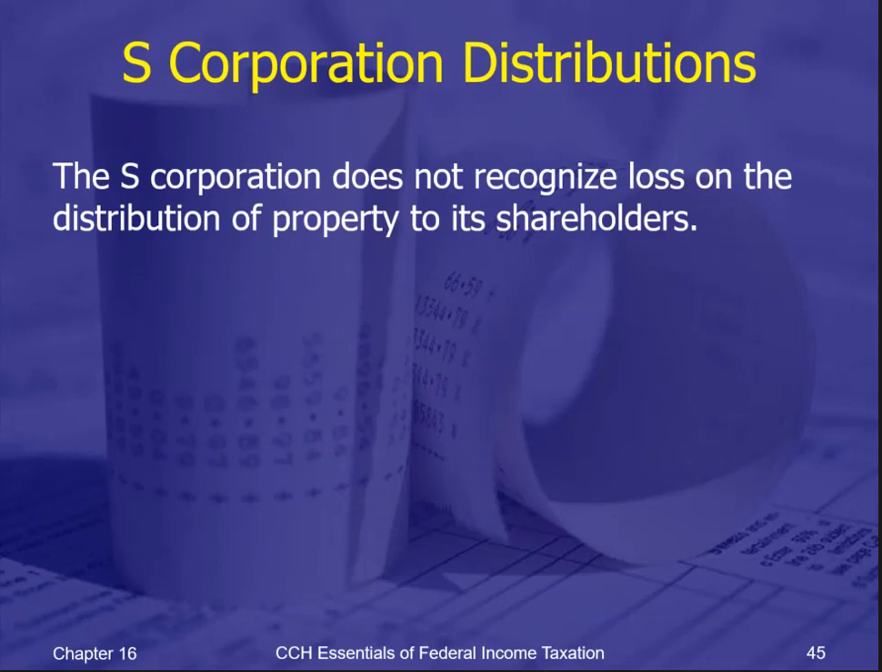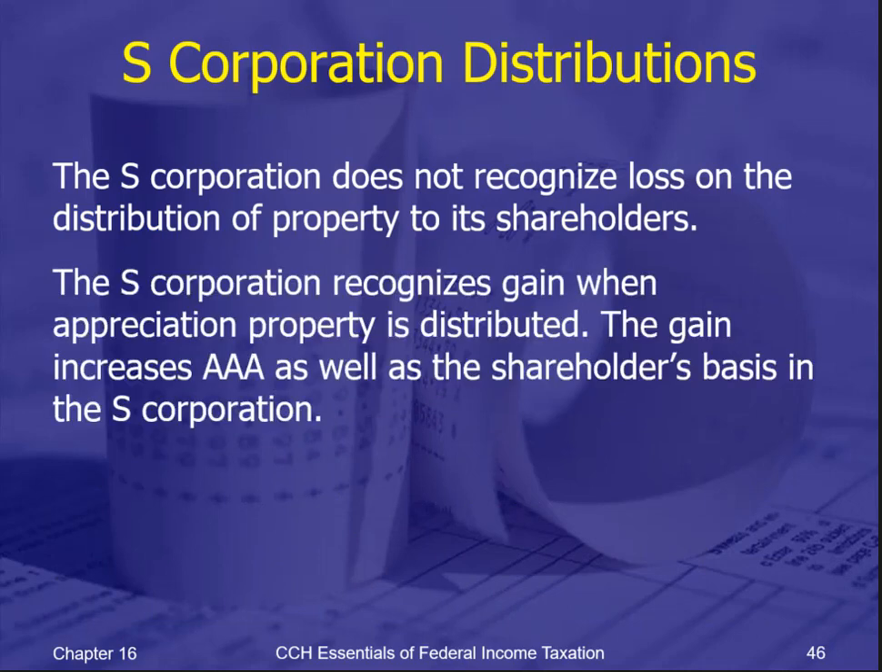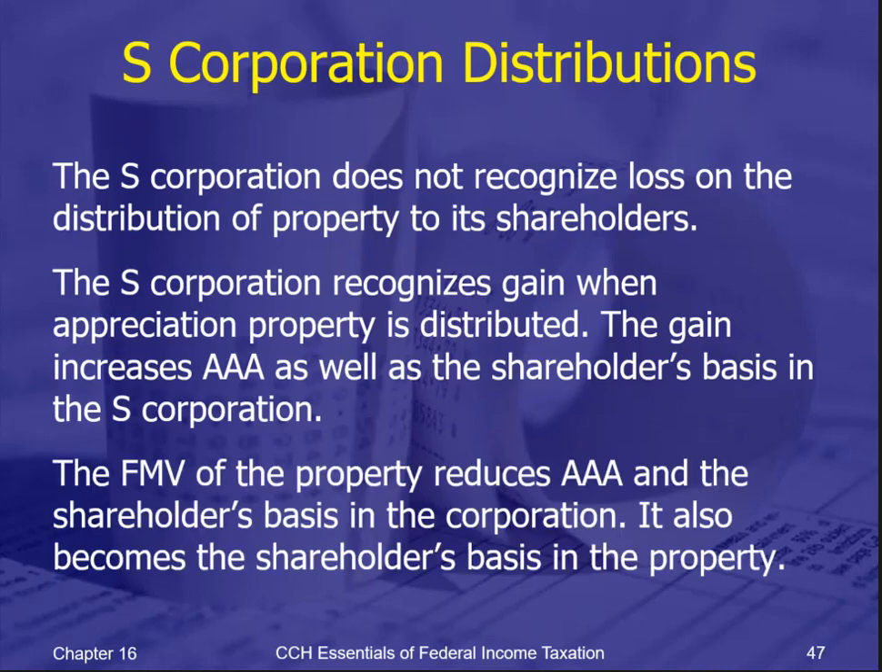You never recognize the loss in a distribution of property, but if you distribute appreciated property, it is a gain. So it's as if you sold it and then distributed the cash. Okay. Fair value of the property reduces AAA and the shareholder's basis. And that fair market value then becomes the basis for that shareholder in that property.